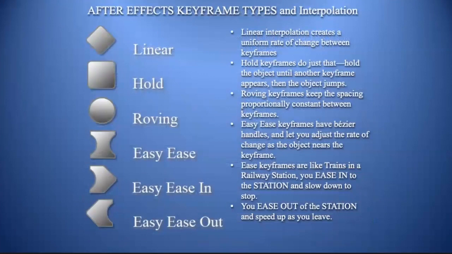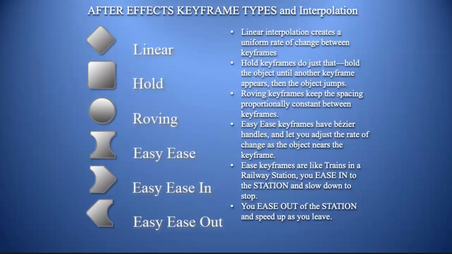Now, keyframe types. Linear, hold, roving, easy ease in, easy ease out. The linear is the one that is the default. That's what it comes on as. So linear interpolation creates a uniform rate of change between keyframes. Hold keyframes just hold it until you put in another keyframe. So it'll just stay there and jump to the place where you've put another keyframe.